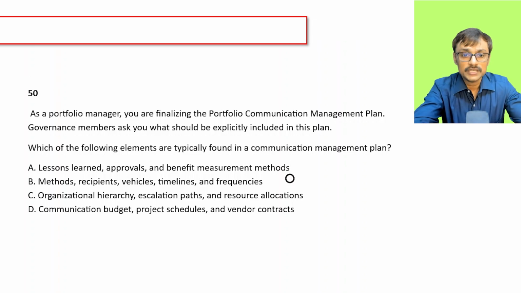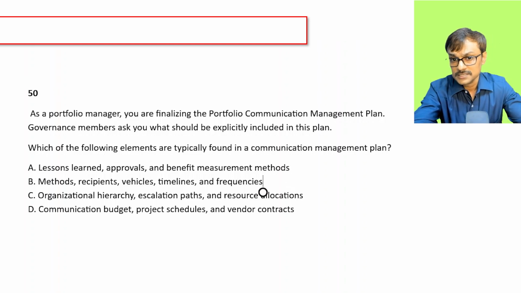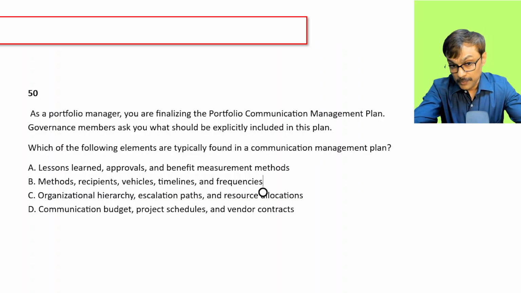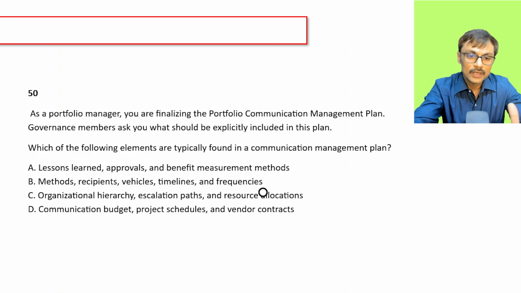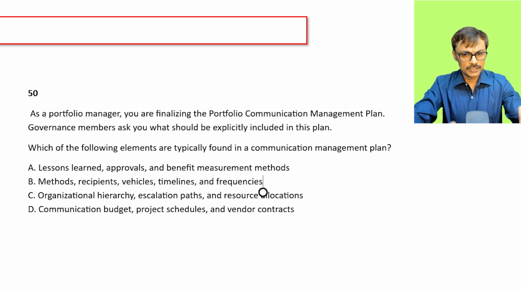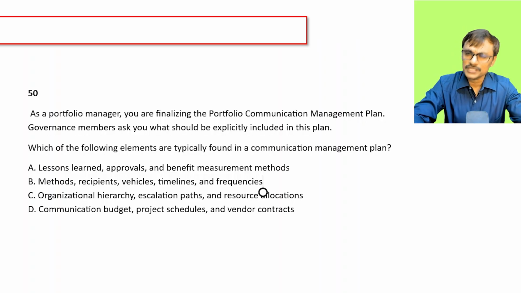Communication methods, I would say, recipients, vehicles, timeline, and frequency. Yes, it's there. Organization hierarchy, escalation path, and resource allocation. Resource allocation is definitely not, so I can ignore it. Escalation path can be there in a communication management plan. Organization hierarchy depends. It may be there, or it's usually put in other places, like your portfolio management plan. But resource allocation definitely not. Communication budget, maybe. Project schedule and vendor contract, not. Communication-related activities and funding related to communication, we can probably mention in a communication management plan, but others are anyway not.